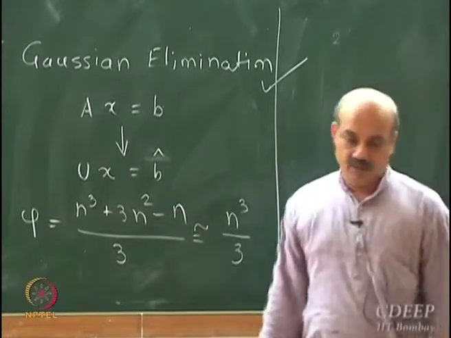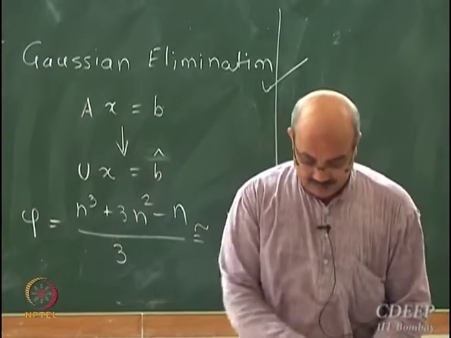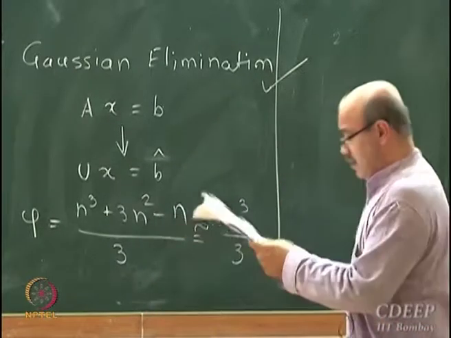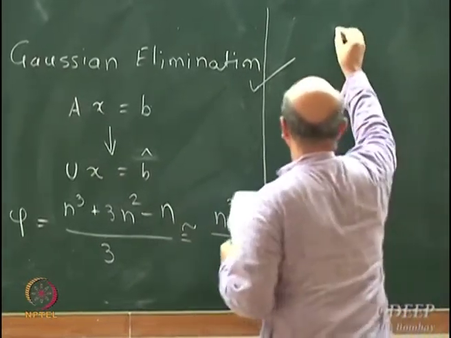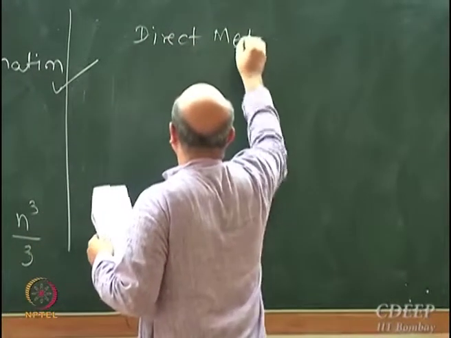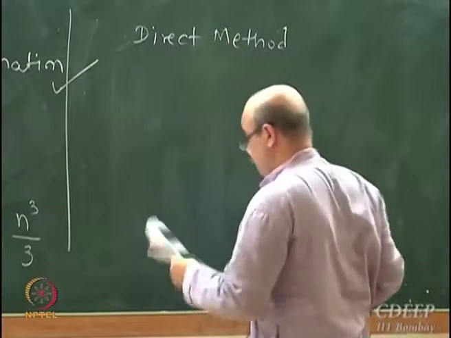It's not too different. So in direct methods, what we are going to look at now is direct methods for solving. When I say direct method, not Cramer's rule, of course, but Gaussian elimination.